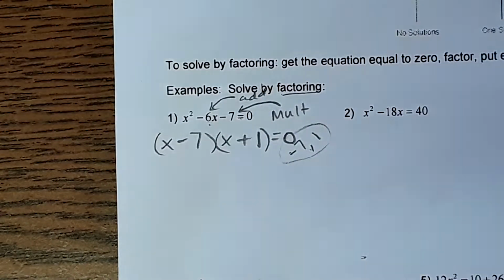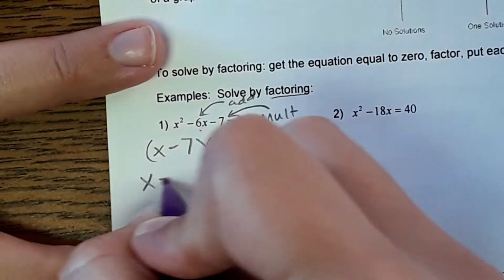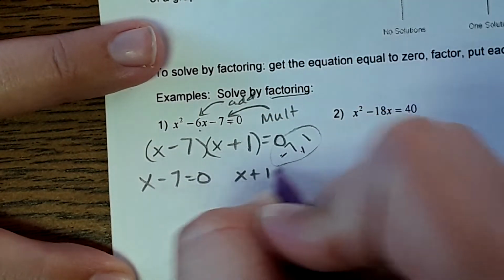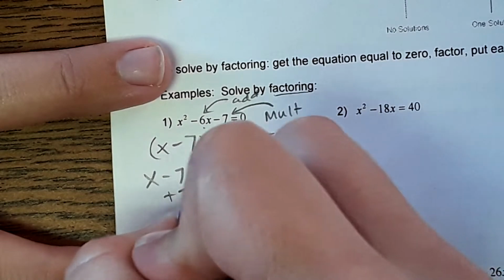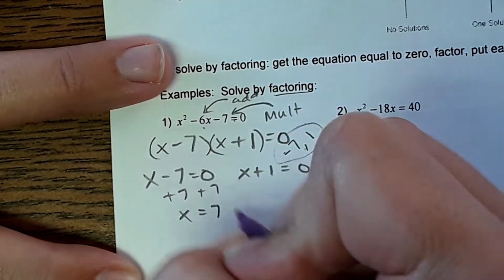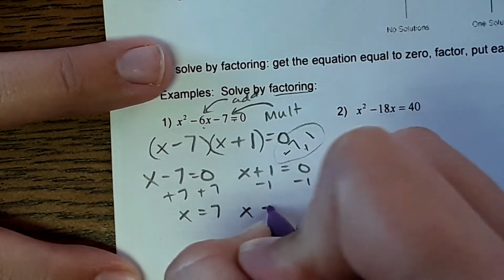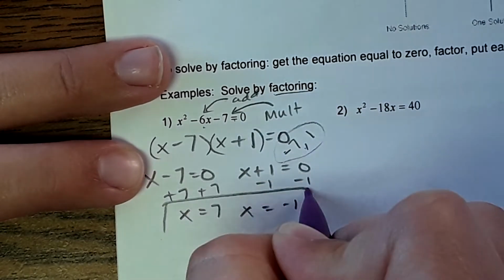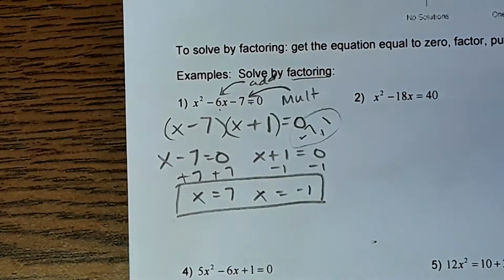And then what we do is we set each of these equal to 0. So x minus 7 equals 0. And you probably remember doing this in Algebra 1. x equals -1. And then these are the two solutions. This is what we're looking for.